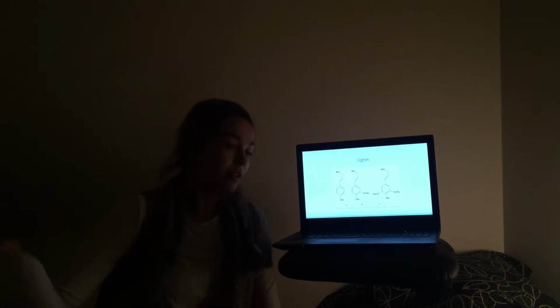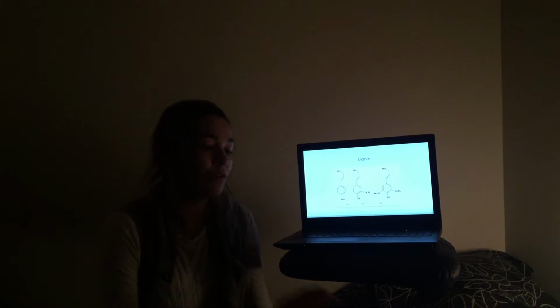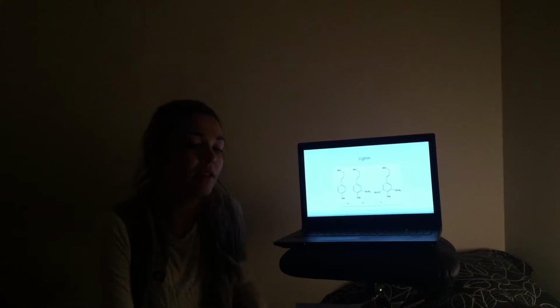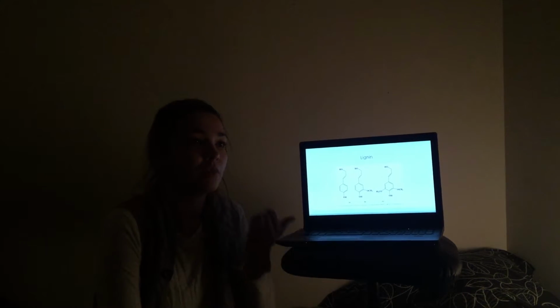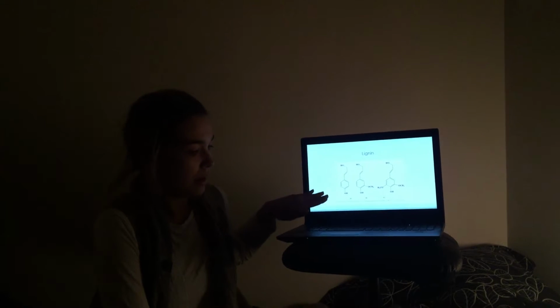Next we have lignin, and it is composed of aliphatic and aromatic alcohols. So aliphatic means it can have straight, branched, or cyclic hydrocarbons. And so the three alcohols that constitute lignin are para-humeryl, coniferyl, and synapsyl.